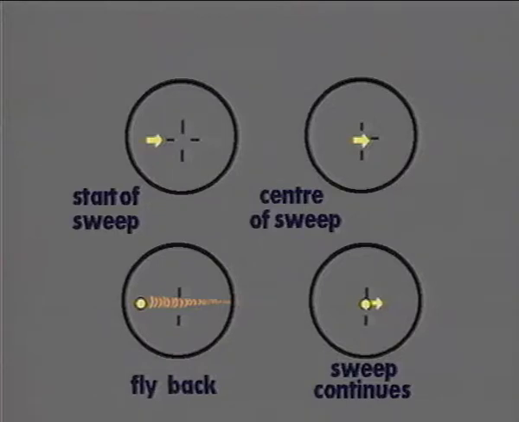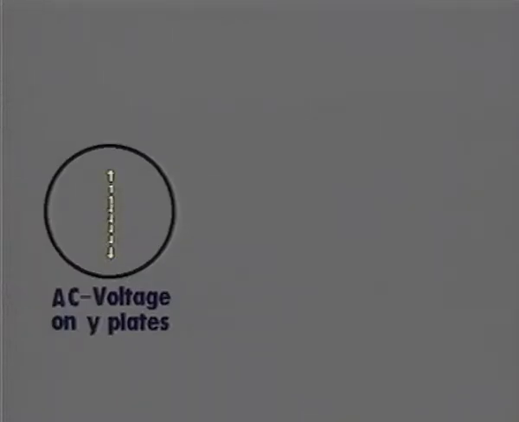When a signal is applied to the Y plates, the time base spreads it out along the X-axis, so that the variation of the signal with time can be seen.